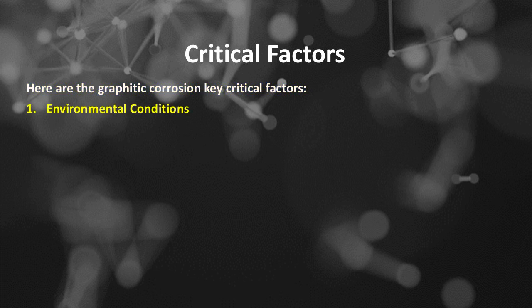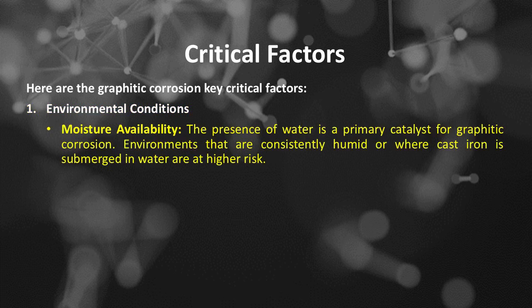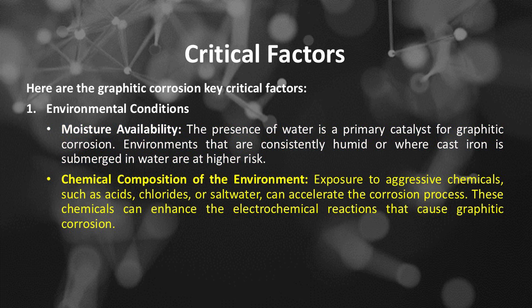Number 1 is environmental conditions. Moisture availability. The presence of water is a primary catalyst for graphitic corrosion. Environments that are consistently humid or where cast iron is submerged in water are at higher risk. Chemical composition of the environment. Exposure to aggressive chemicals, such as acids, chlorides, or saltwater, can accelerate the corrosion process. These chemicals can enhance the electrochemical reactions that cause graphitic corrosion.